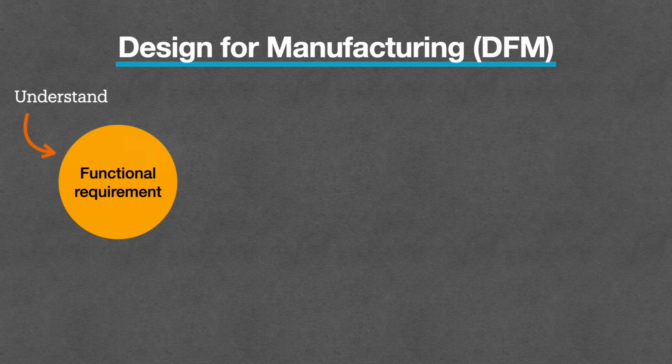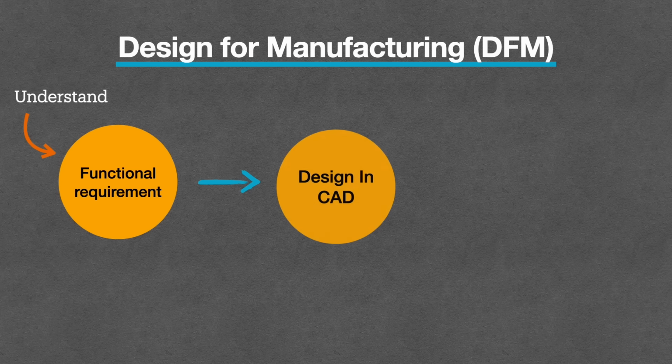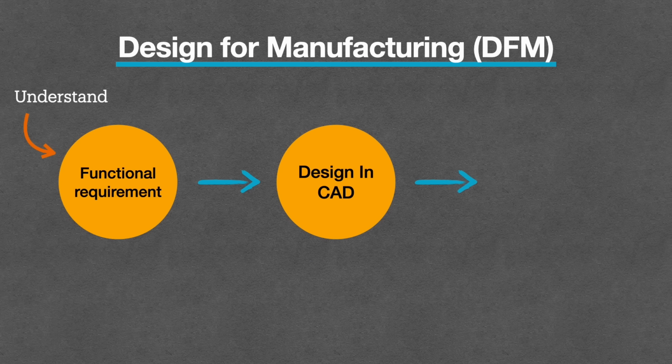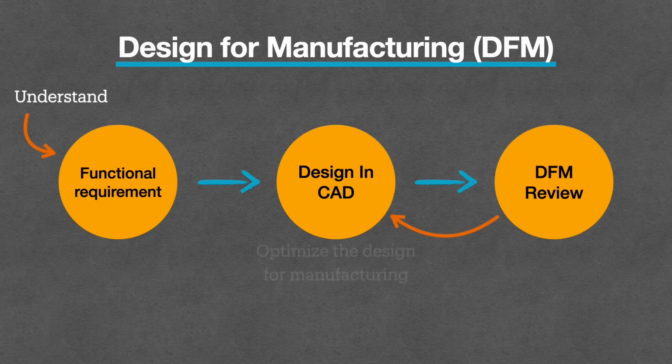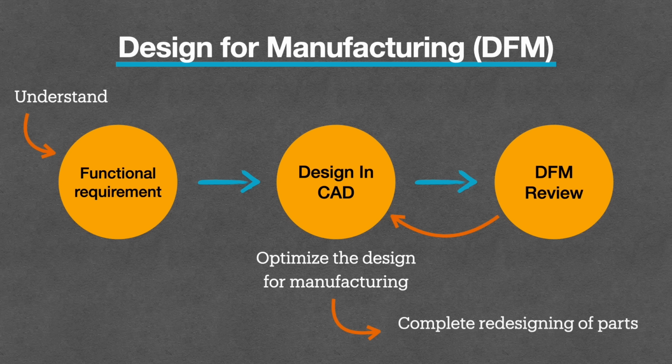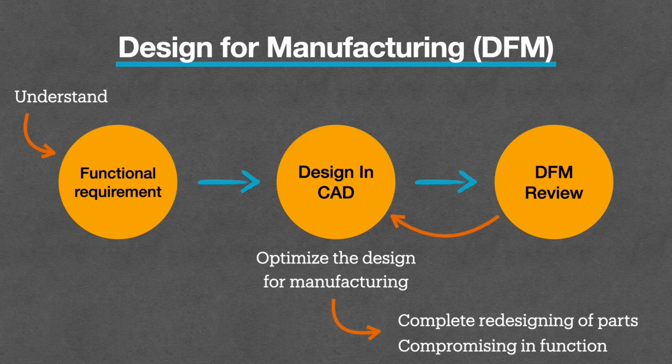What that means is first you understand the functional requirement of the design. Then you roughly design the part in CAD. And then you try to apply DFM, try to optimize the design for manufacturing. It sounds simple, but in reality, it often leads to a complete redesign of the part or compromising the function.